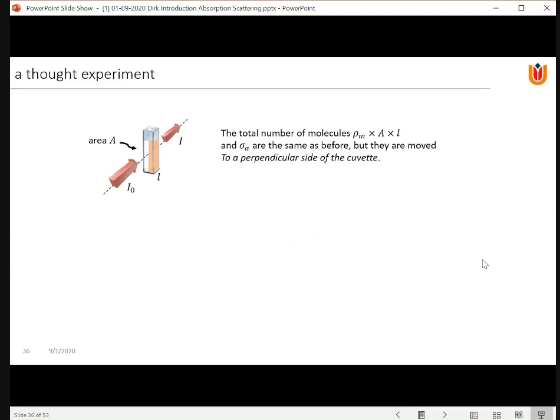The same answer, yeah. Now, let's move these molecules again. They were homogeneously distributed at first, but now they are moved perpendicular to the beam, to the side of the cuvette, to one half of the cuvette. Not facing the beam, but perpendicular to the beam. So what is the transmittance in this experiment?